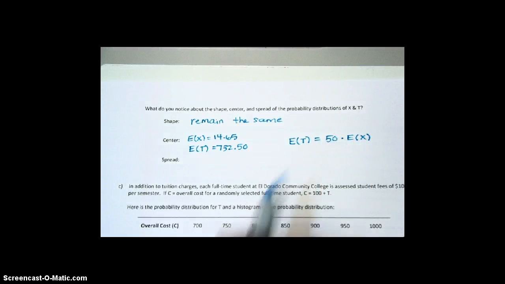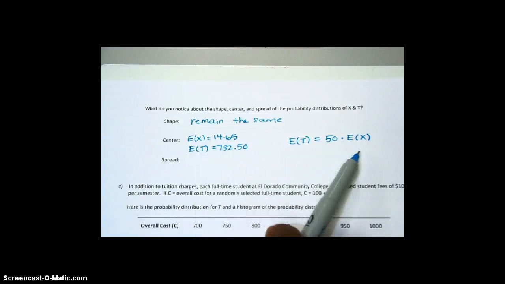So that should let us know that when I multiply every value of a random variable by a constant, that changes the mean by that factor as well. That information should be familiar.